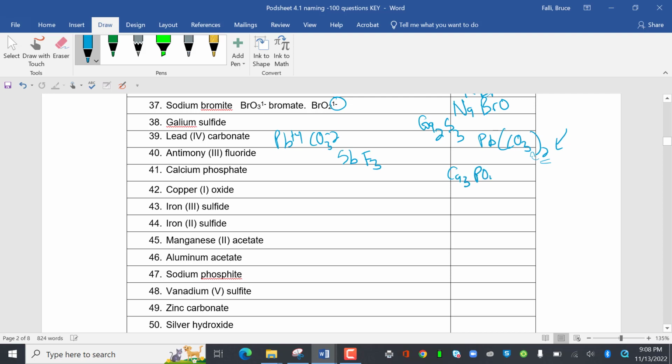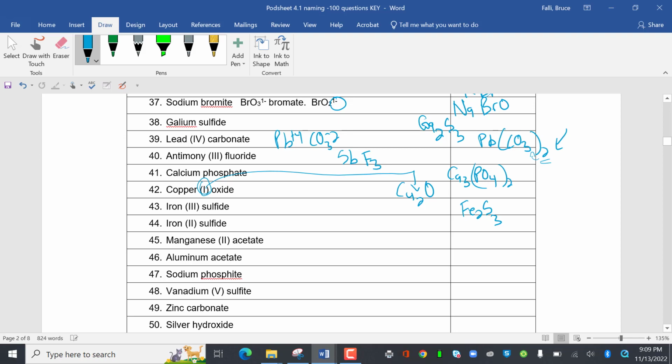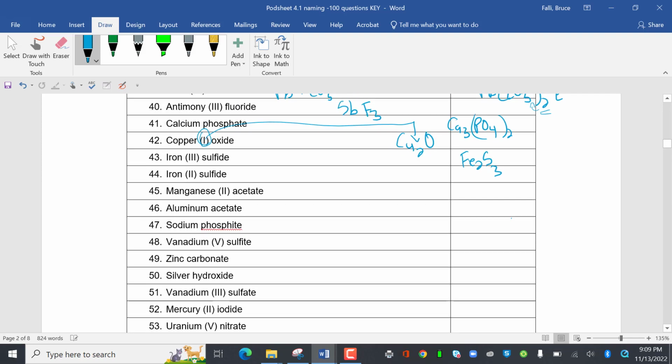Calcium phosphate. Copper 1 oxide, Cu2O. Want to emphasize that the Roman numeral is not the subscript. Okay, that's the charge. Iron 3 sulfide, Fe2S3. Iron 2 sulfide, FeS. Manganese 2 acetate, Mn, parentheses, C2H3O2. I want to show 2 of those. Parenthesize this and drop in the 2.